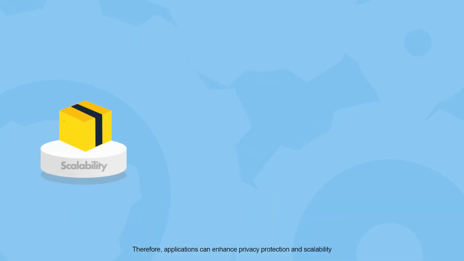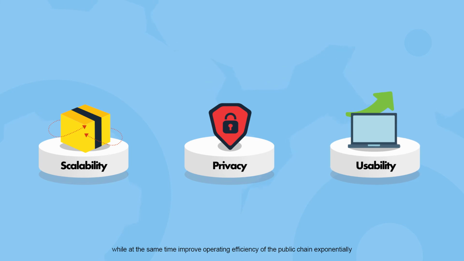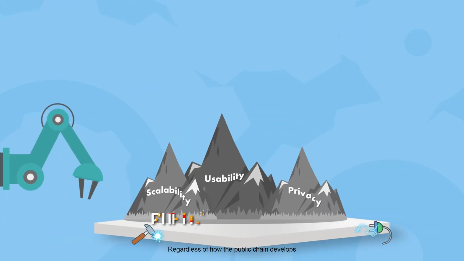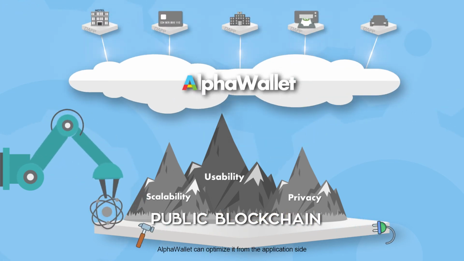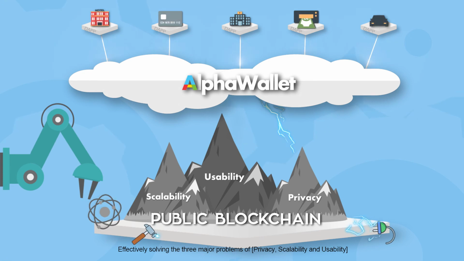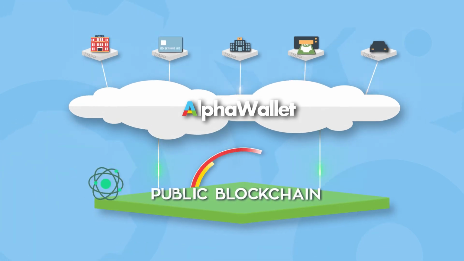Therefore, applications can enhance privacy protection and scalability, while at the same time improve operating efficiency of the public chain exponentially. Regardless of how the public chain develops, AlphaWallet can optimize it from the application side, effectively solving the three major problems of privacy, scalability, and usability.